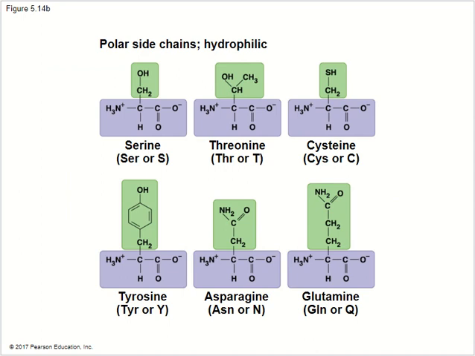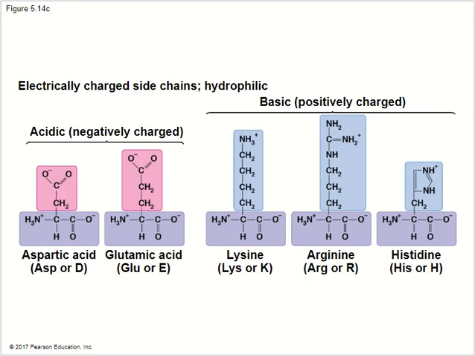Polar side chains: serine, SER or S, threonine, THR or T, cysteine, CYS or C, tyrosine, TYR or Y, asparagine, ASN or N, glutamine, GLN or Q. These are examples of hydrophilic side chains that are polar. Then there are the electrically charged hydrophilic side chains. The negatively charged or acidic side chains are aspartic acid, ASP or D, and glutamic acid, GLU or E, which only differ in the carbon backbone length. And then the positively charged or basic side groups include lysine, LYS or K, arginine, ARG or R, and then histidine, HIS or H.